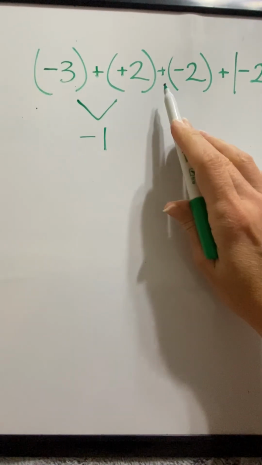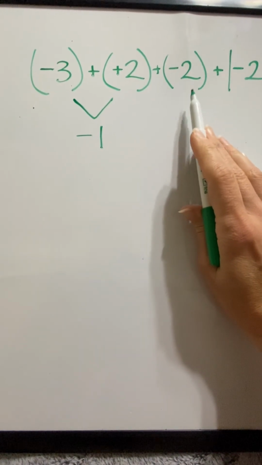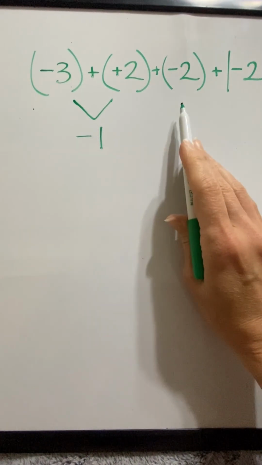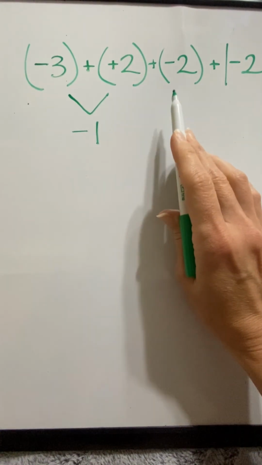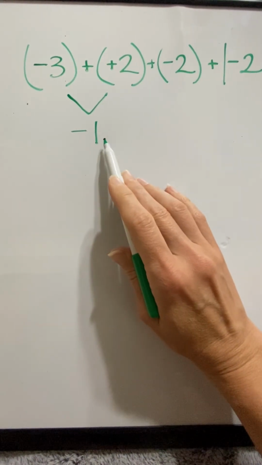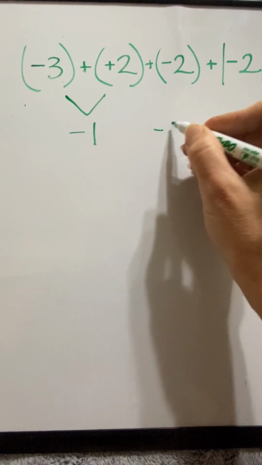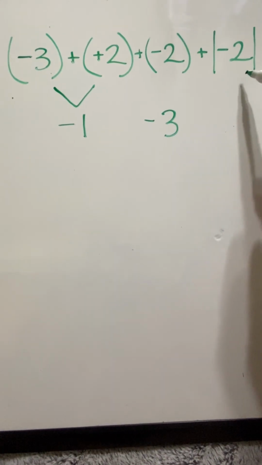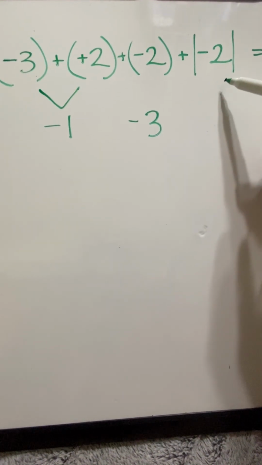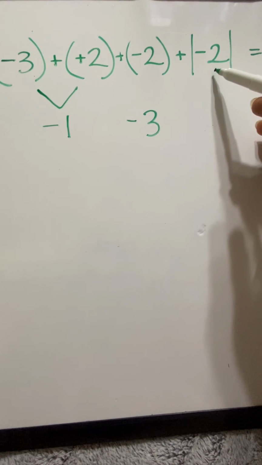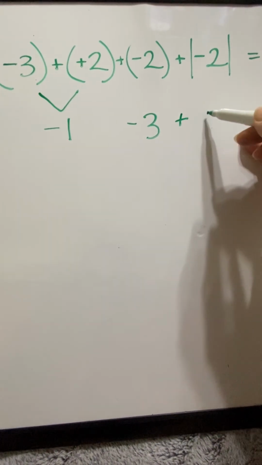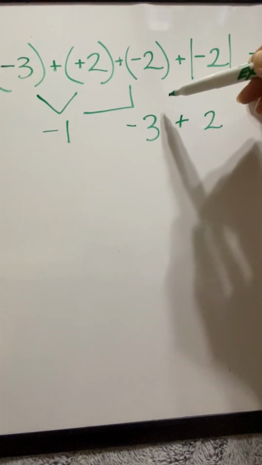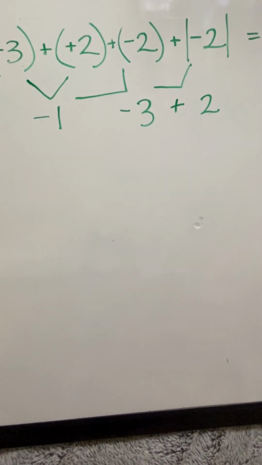So now I have a -1 plus a -2. My signs are the same, negative and negative. So I add those numbers together and I use the sign. So 2 plus 1 is 3. The sign is negative. So now I have a -3 plus an absolute value of -2. Well, the absolute value of -2 is 2. So these two became this, and these two are going to become this, okay?